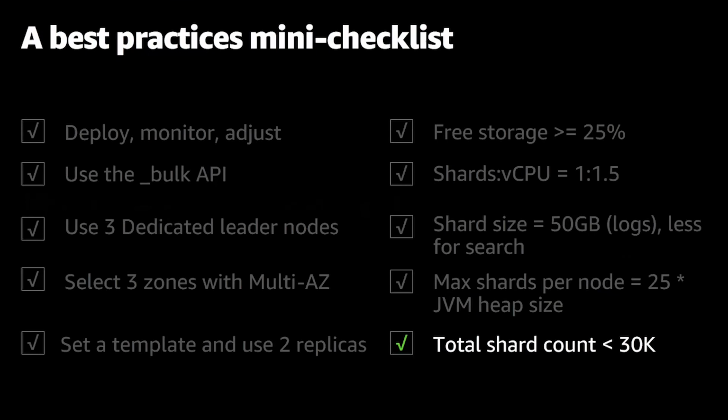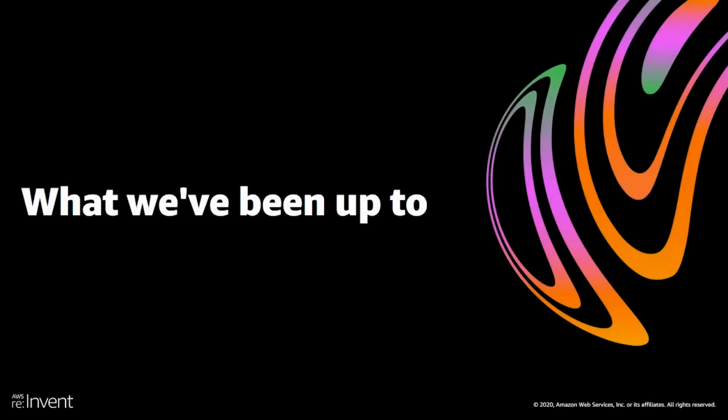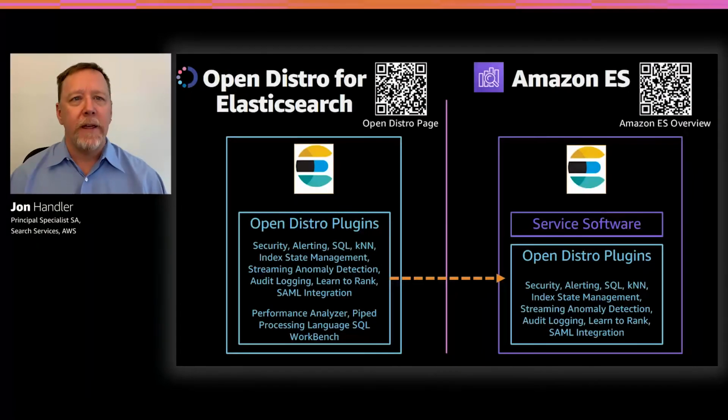I wanted to spend a couple of minutes just talking about some of what we've been up to over the last 18 months. One of the big things that we've been up to is we launched an open source project along with a couple of other supporters called Open Distro for Elasticsearch. This provides a fully Apache licensed version of Elasticsearch open source along with plugins that we've been developing in open source. You can see some of the plugins that we've developed, and we've been moving those plugins into Amazon Elasticsearch Service to provide additional features and functionality.